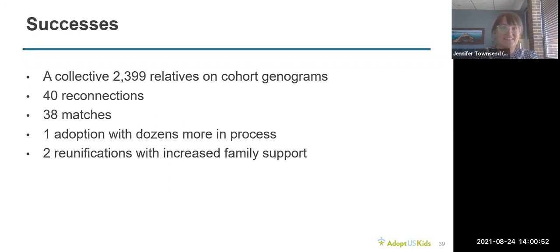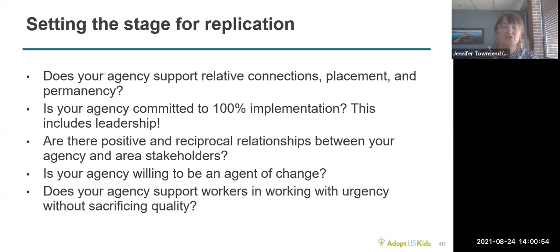Next slide. So, setting the stage for replication. Again, as Bob Friend was discussing, it's ideal to work in a setting where the people we're working with do support relative connections, placements, and permanency, so that it's not just a box to be checked off, like, yep, parents gave me a list of 5 relatives, I talked to those 5 relatives, and now I'm done. We're really getting in there. And when we find someone who just needs a little help to get there, we're supporting that.